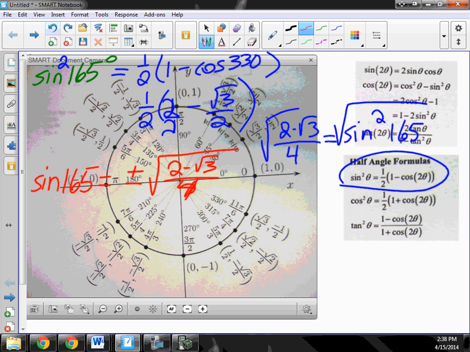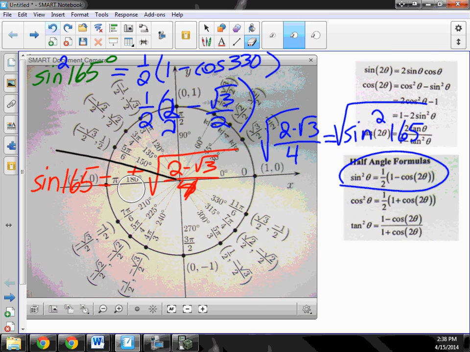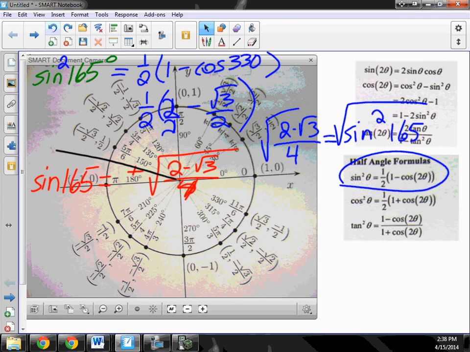Well, which quadrant are we in? 165 is an angle that lies in quadrant 2. It's right there. In quadrant 2, is the sine positive or is the sine negative? It's positive, so I'm going to eliminate the negative from the equation because it can't possibly apply. So with the half angle formula, you have to be careful because you're going to get a positive and a negative answer every time, and you have to match it with the particular quadrant you're talking about.